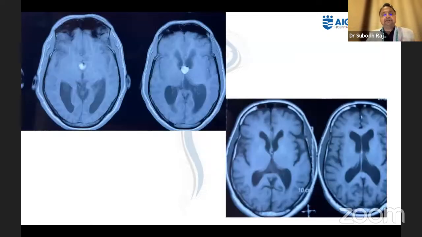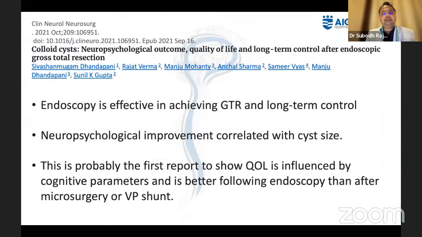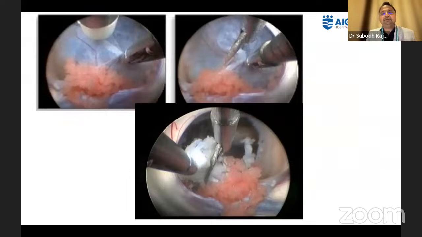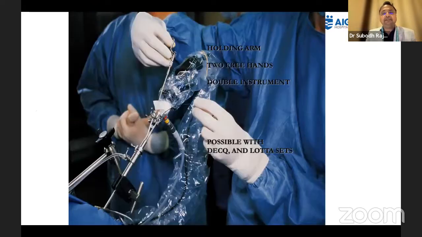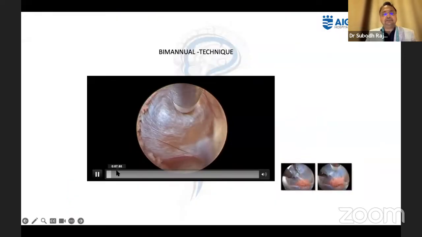This is pre-op and post-op images of some of the cases. The colloid cyst, large colloid cyst, post-op. So endoscopy is effective in achieving good long-term control. And when we talk of the bimanual technique, which I was talking of, where we can grasp the cyst wall with one, and with the other we can excise it. So this is a bimanual technique what we are showing here.